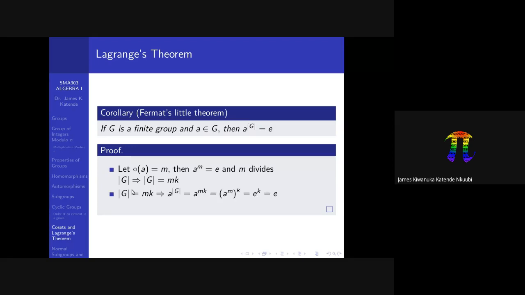If the order of G is equal to MK, we can write A raised to the order of G as A raised to MK. And we can separate this, with M on the inside and K outside the bracket as exponents. But we know very well that A raised to M is the identity because the order of A is equal to M. That gives us E raised to K, which is also equal to the identity. So that confirms that A raised to the order of G will always be equal to the identity, as long as G is a finite group. This will always be true.